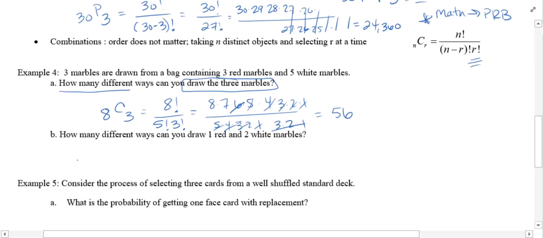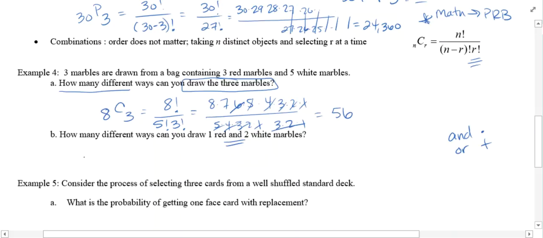How many different ways can you draw 1 red and 2 white marbles? Okay, general probability rules. These are very general, so this isn't going to apply to all situations, but normally when you're looking at general probability like this, an and means multiply, and or usually means plus. You have 2 situations, so this is an and.